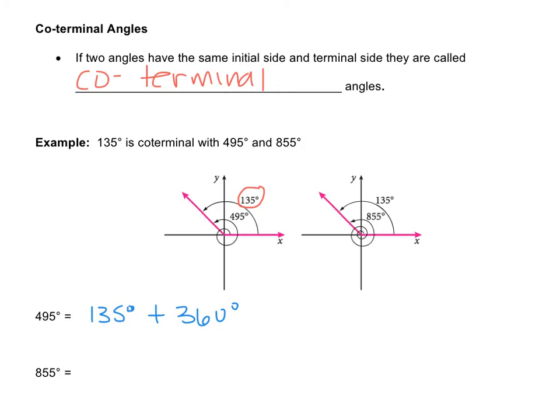So 135 plus 360 gets us to that 495. For 855, we are taking 135 and adding 2 full rotations. So 2 times 360 degrees, or 720, and that's what gets us to 855 degrees.